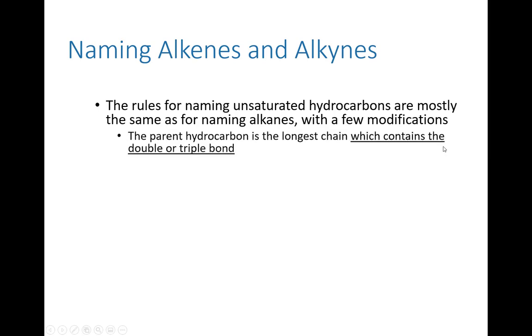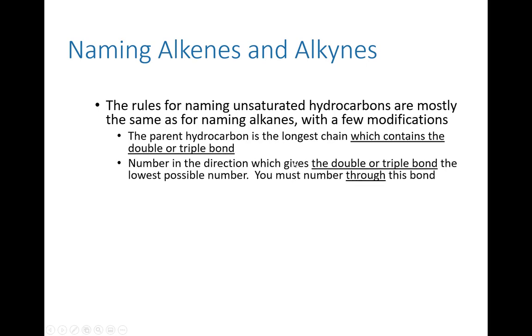So recall that for alkanes we said the parent hydrocarbon is the longest carbon chain in the molecule. For alkenes and alkynes we slightly change that. It is the longest chain that contains the triple bond or the double bond. In other words, both carbons in the double bond or both carbons in the triple bond have to be part of the parent hydrocarbon.